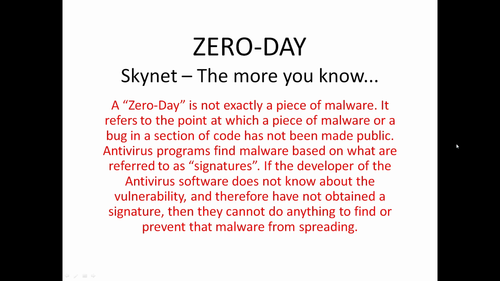A 0-day. A 0-day is not exactly a piece of malware. It refers to the point at which a piece of malware or bug in a section of code has not been made public. Antivirus programs find malware based on what are referred to as signatures. If the developer of the antivirus software does not know about the vulnerability and therefore has not obtained a signature, then they cannot do anything to find or prevent that malware from spreading.